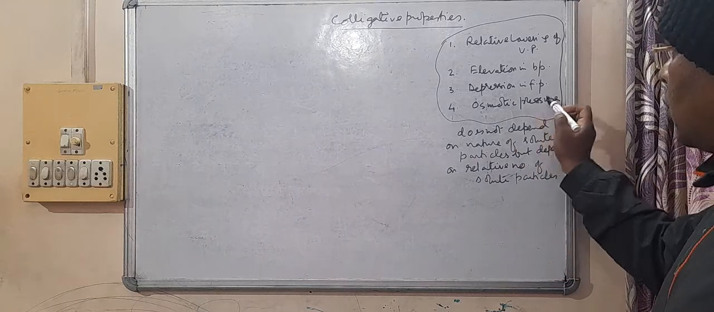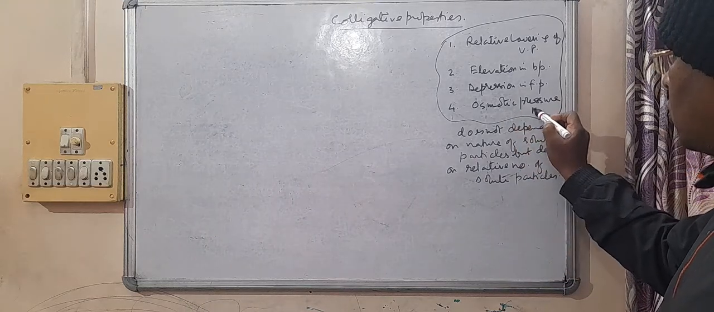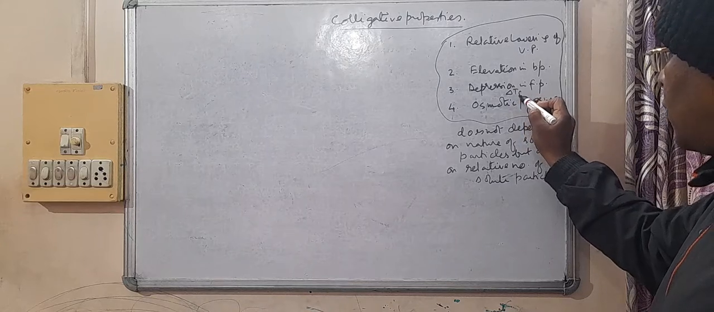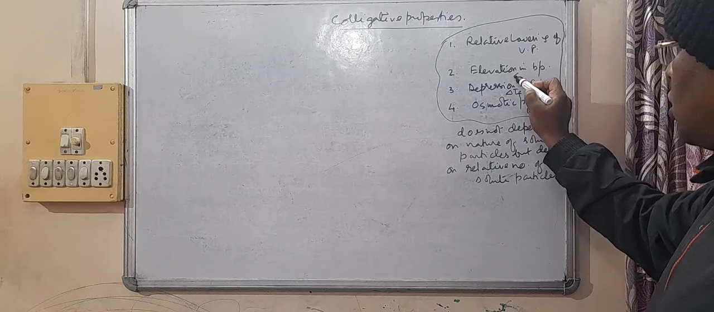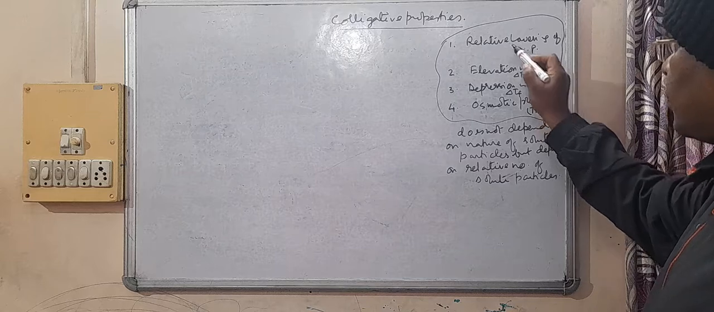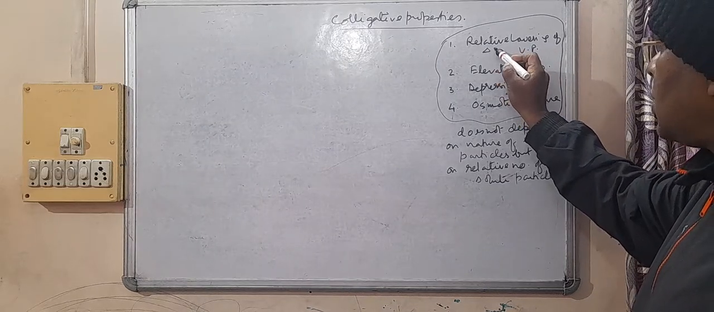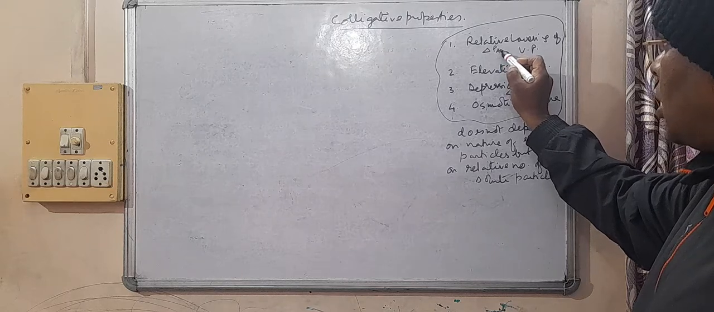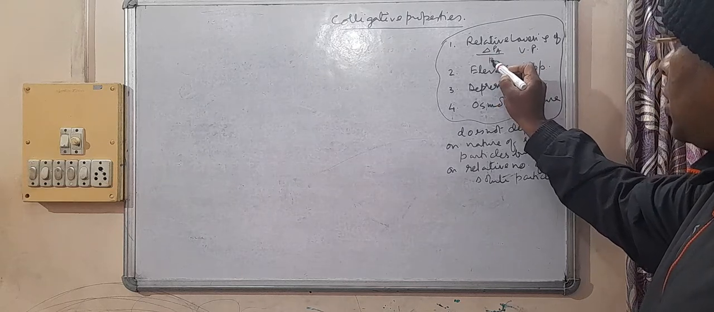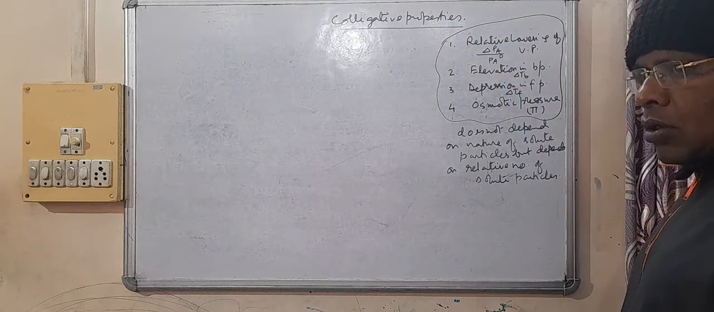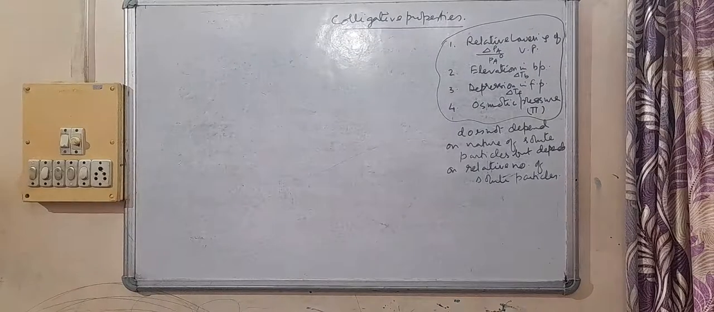Now let me write down the symbols. Osmotic pressure is pi, depression in freezing point is delta Tf, elevation in boiling point is delta Tb, relative lowering of vapor pressure we denote by delta Pa by Pa naught. These are the symbols. Numericals on these come in the exam.